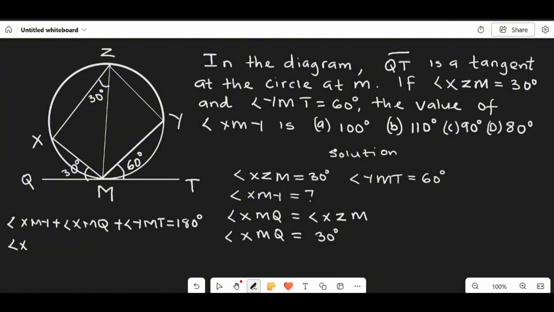Angle XMY plus our angle XMQ is 30 degrees. 30 degrees plus our angle YMT is 60 degrees. 60 degrees equal to 180 degrees. Angle XMY plus 30 plus 60 degrees will give us 90 degrees equal to 180 degrees.